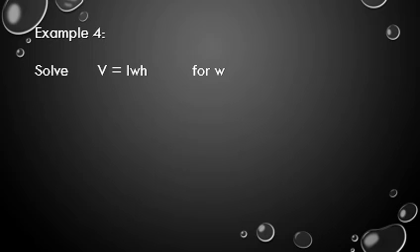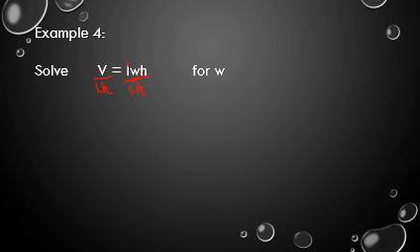So the first thing that we're going to do is we need to get that W all by itself. And we see that there's an L and an H with it. Well, what is that H doing to the W? It's multiplying. So the inverse of multiplying is divide. So we're going to divide both sides by L. But we also see that the H is also multiplying, so we can go ahead and get rid of that too by dividing by H on both sides.